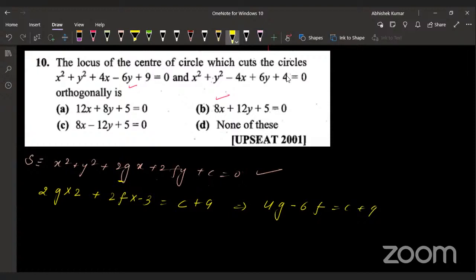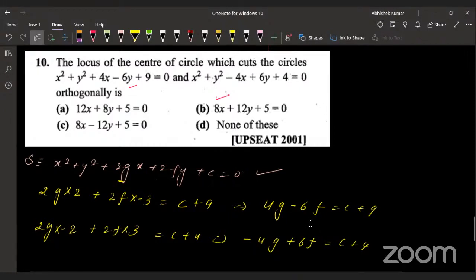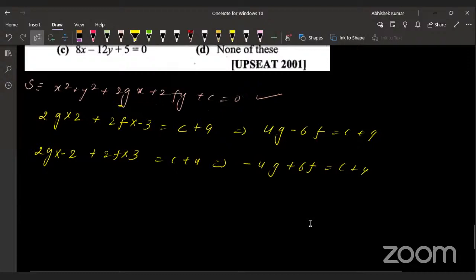Okay. For the second result, what do we have? You will have 2g, the value of g there is -2, 2f, the value of f is 3, is equal to c plus 4. So you have -4g plus 6f is equal to c plus 4. Clear? Now we have to remove the value of c from the two equations, and that will give us the locus.